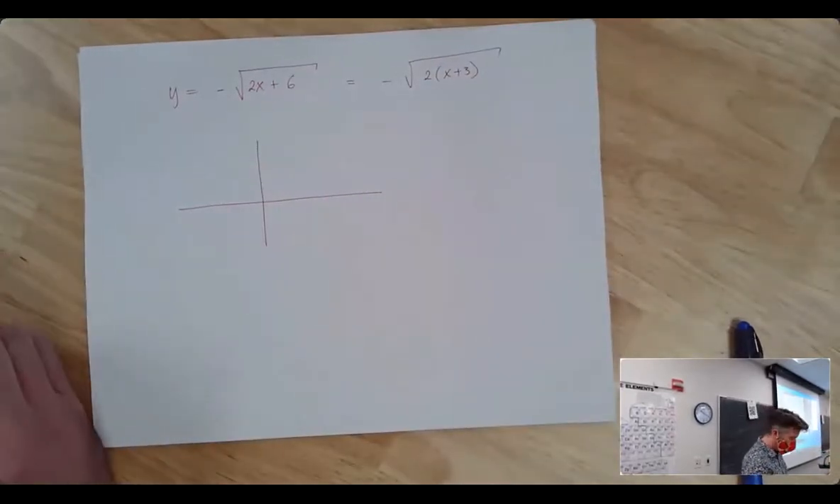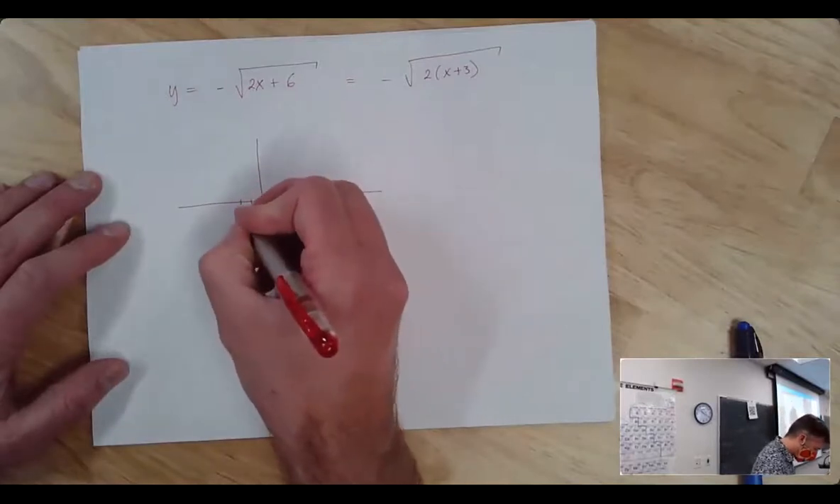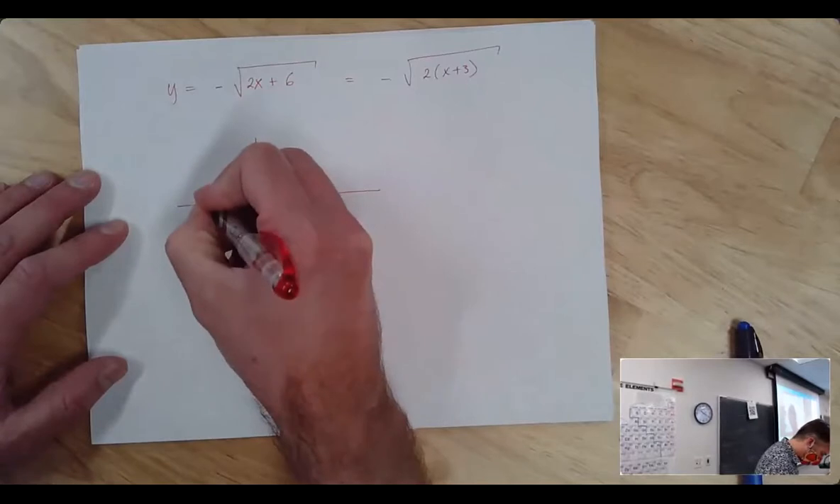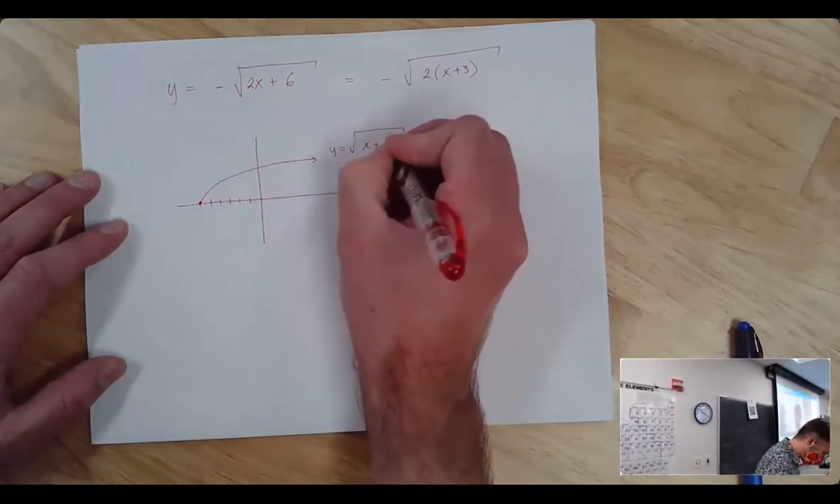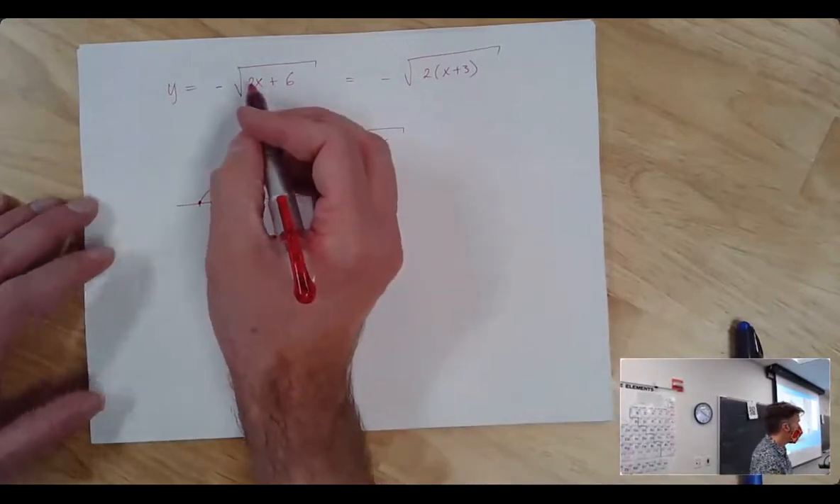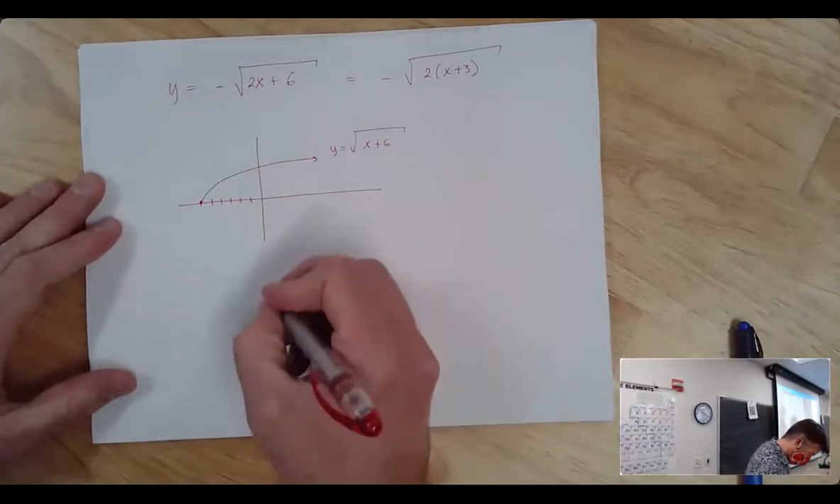So you can either shift it left 6. That's your first step. Here's y equals the square root of x plus 6. But then this multiplying by 2 is going to give you a horizontal compression by a factor of 2. What I like to think about when I'm thinking about this is why this is compressing it by a factor of 2.